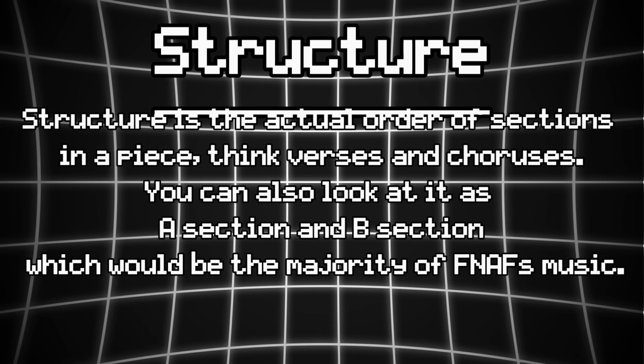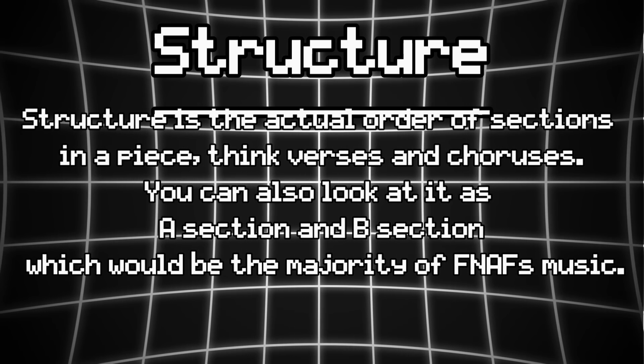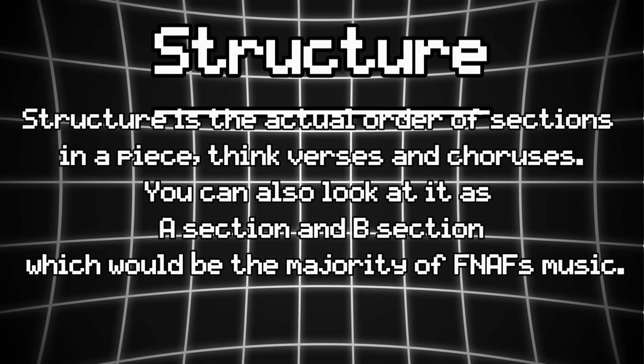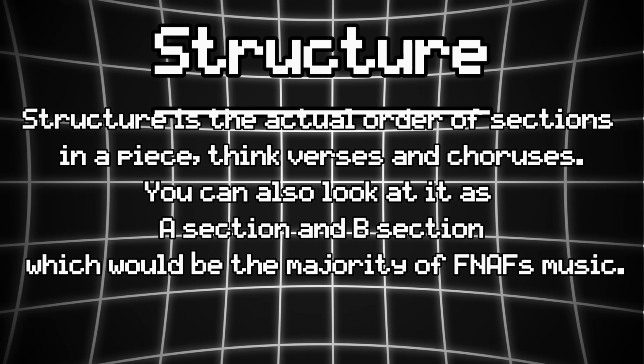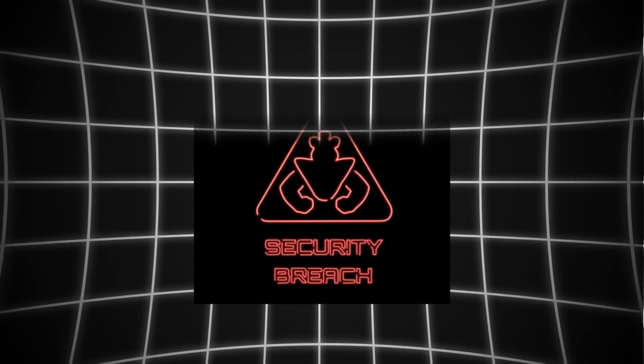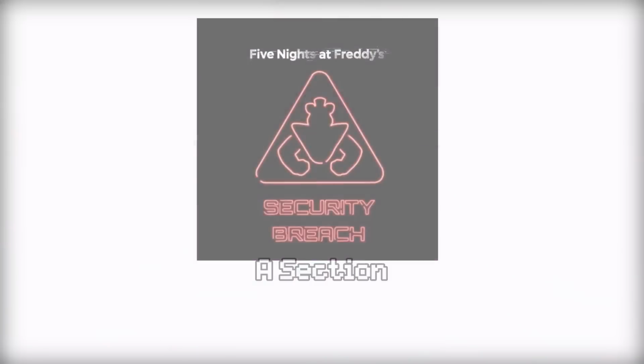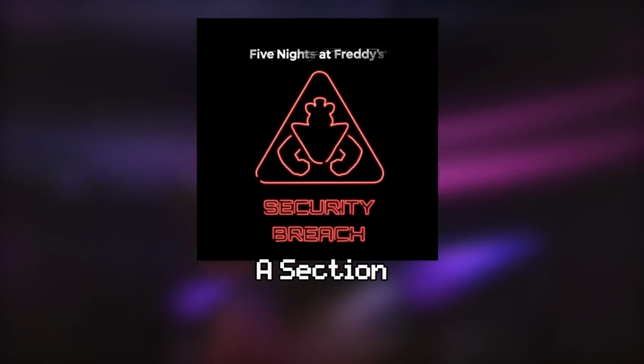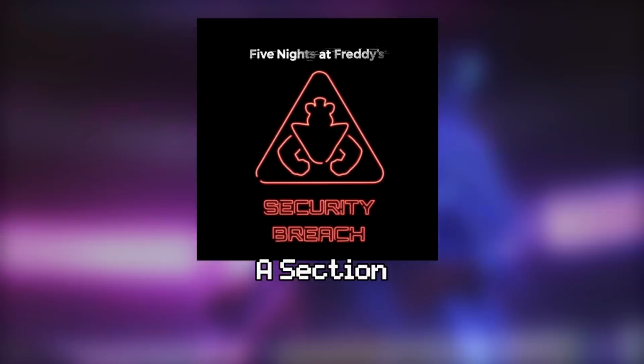Structure is the actual order of sections within a piece. Think of verses and choruses. You can also look at it as an A section and B section, which would be the majority of Five Nights at Freddy's music. Let's look at the Security Breach main theme again. Here's the A section, and here's the B section.